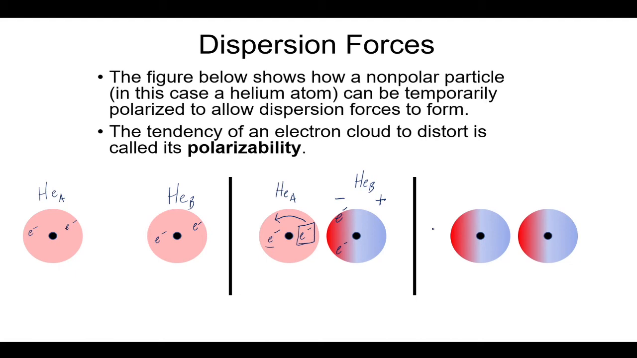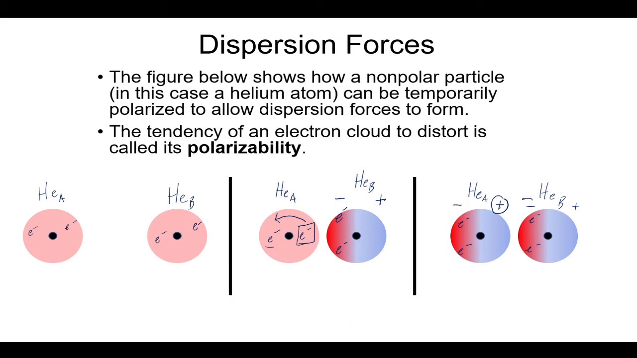And now helium A looks like this with both its electrons on the left. And helium B has both of its electrons on the left. And now each helium atom has this half negative, half positive charge. So the left side of the helium atoms are negative, the right side of the helium atoms are positive. And now these two helium atoms are attracted because of these partial charges.